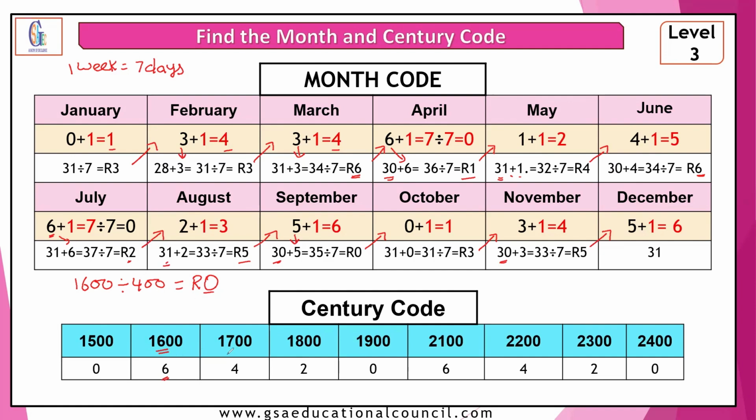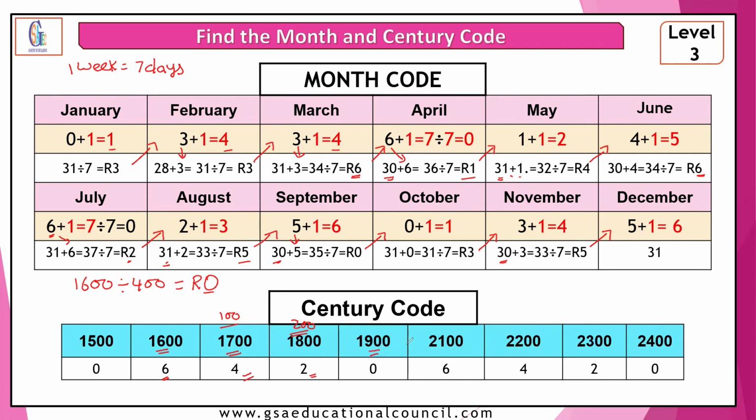Okay, now the next is 1700. Now the remainder is 100 here. So the century code for 100 is 4. So write down 4 here. Now 1800 divided by 400. Now the remainder is 200. If the remainder is 200, we have to write down 2 here, because this is the century code according to the remainder.